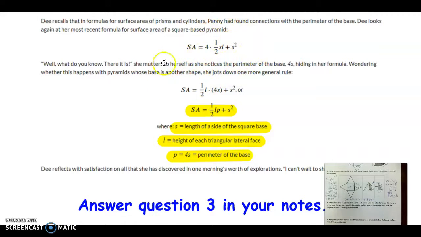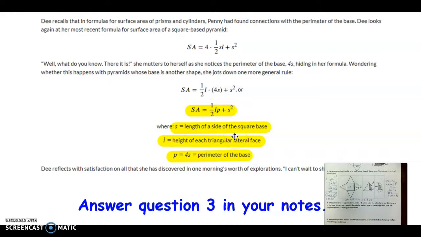Well, we can tell that since this is multiplication, we can write that in any order. So you can tell that she rearranged some of the order here. She wrote the 1/2 and the L first, and then the 4 times the S second. Well, 4 times the side length is the perimeter of that square. So she replaces 4S with a P, which really should be capitalized for perimeter there. And this is the general formula that she comes up with.